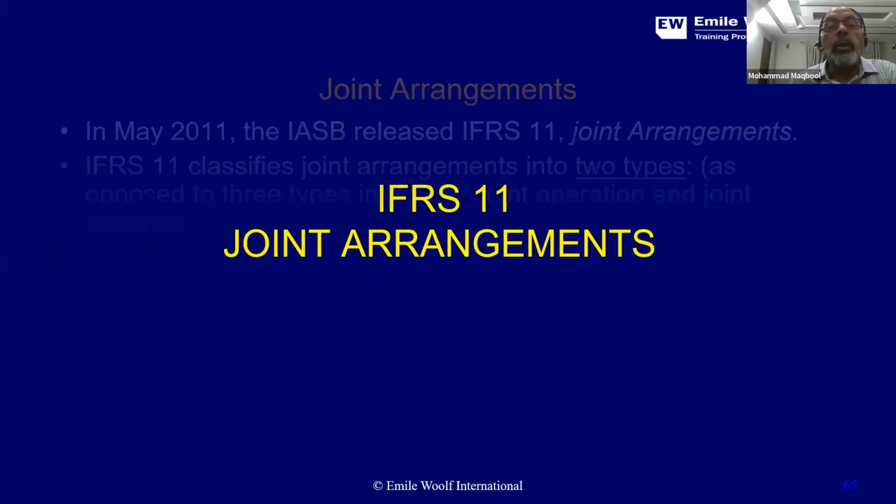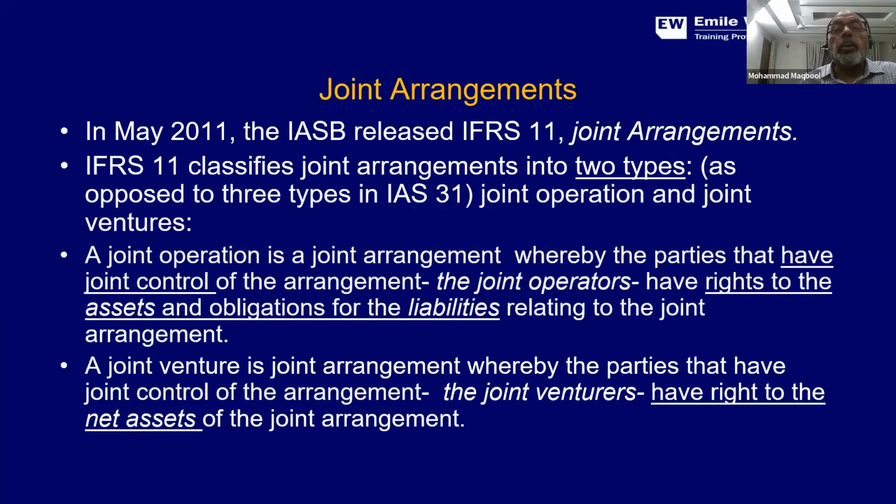Okay, and joint arrangement, you see, joint arrangement. Here are a few definitions. I already told you that a joint arrangement can be of two types. One is the joint operation, and the other is the joint venture. If it's a joint venture, IAS 28 applies. If it's a joint operation, then this IFRS would apply. Stay attentive, with very focused attention, and we will be able to do it with great understanding.